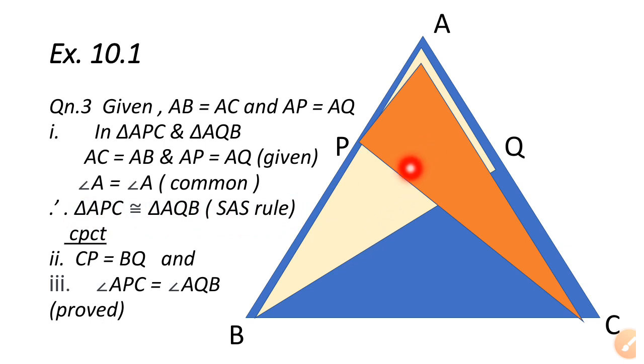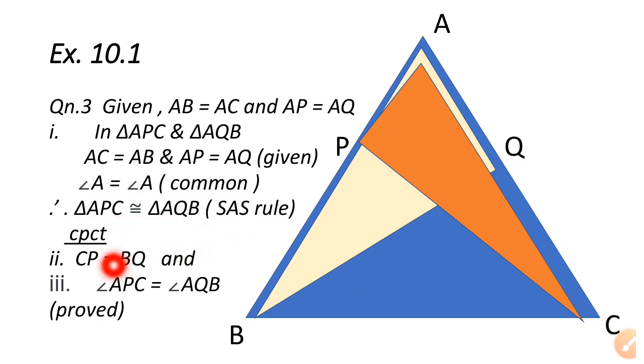And if they are found congruent, then by the corresponding parts of congruent triangles, that is CPCT, one side of APC, this side CP, is equal to BQ, the corresponding side of triangle AQB. So CP is equal to BQ.